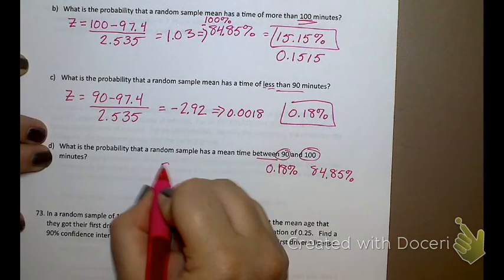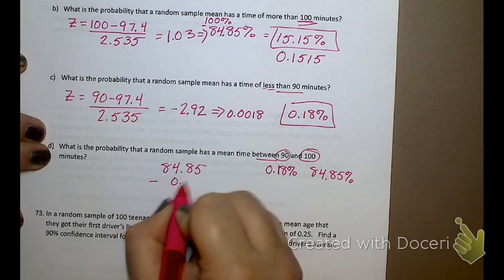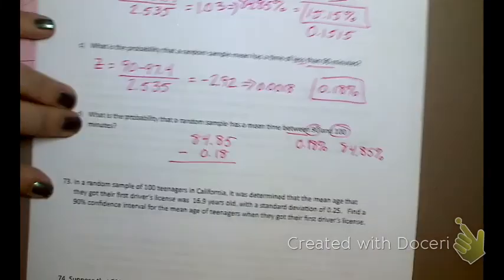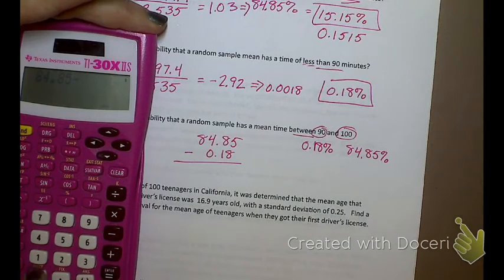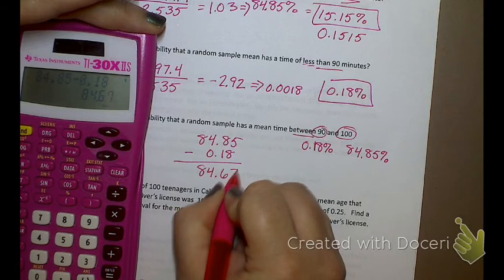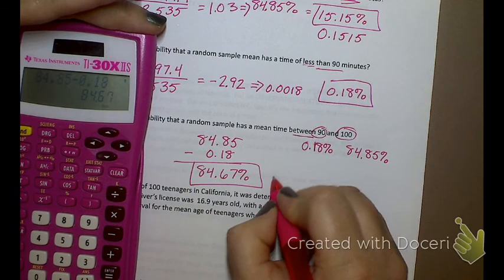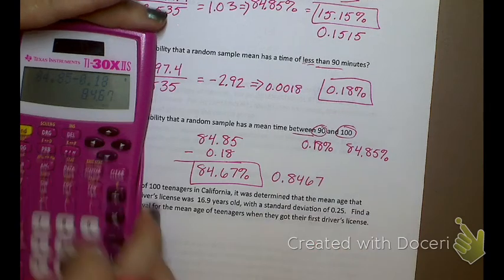So 84.85 minus 0.18 gives me 84.67%, or if it's in decimal form, it would be 0.8467. Okay?